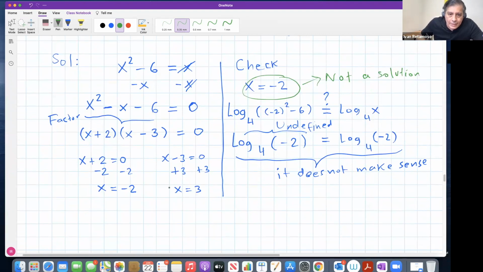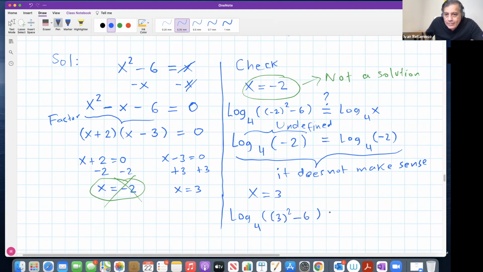Okay, great. So this one is not good, right? Not okay. You just ignore it. Let's check x equal 3 now. X equal 3. So we take our original equation, which was this, and there we substitute 3 and see if indeed this side is equal to this side.